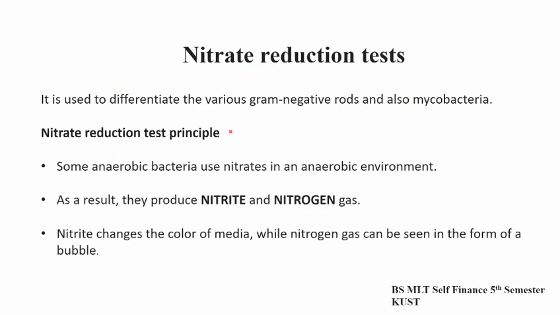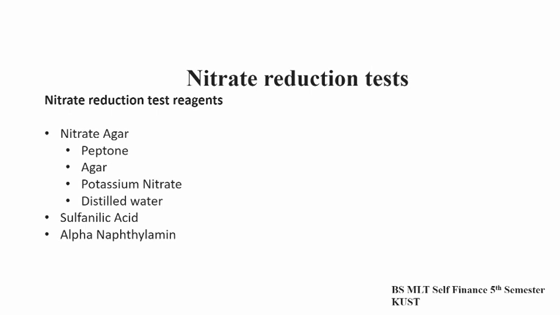Nitrate reduction test. It is used to differentiate the various gram-negative rods, and also mycobacteria. The nitrate reduction test principles are the following. Some anaerobic bacteria use nitrates in an anaerobic environment. As a result, they produce nitrite and nitrogen gas. Nitrite changes the color of the media, while nitrogen gas can be seen in the form of bubbles.